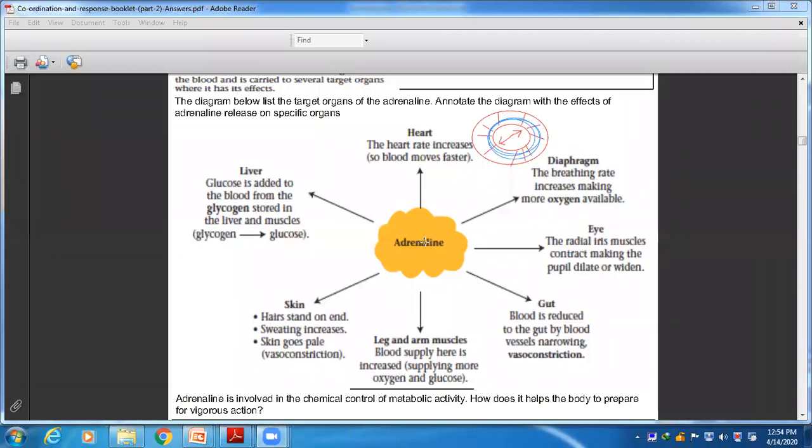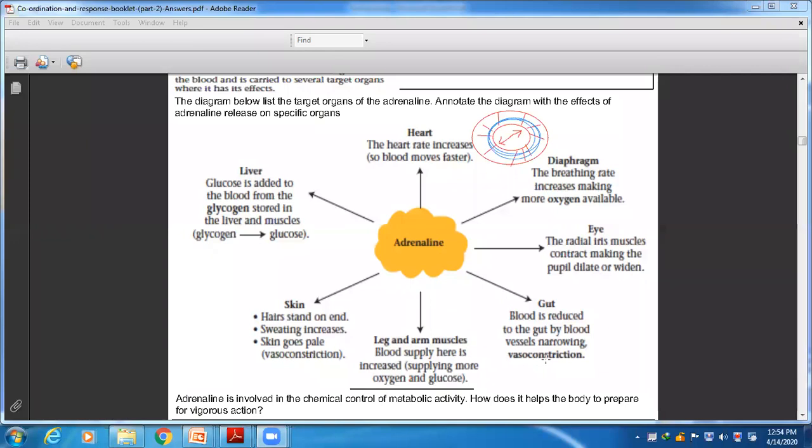All right, another: with adrenaline, blood is also reduced to the gut by vasoconstriction of the blood vessels. Those vessels that are going to your gut, your digestive system, will become narrow, so that less blood goes there and more blood is diverted toward your muscles. For that reason, vasoconstriction of the blood vessels going to the gut will happen.